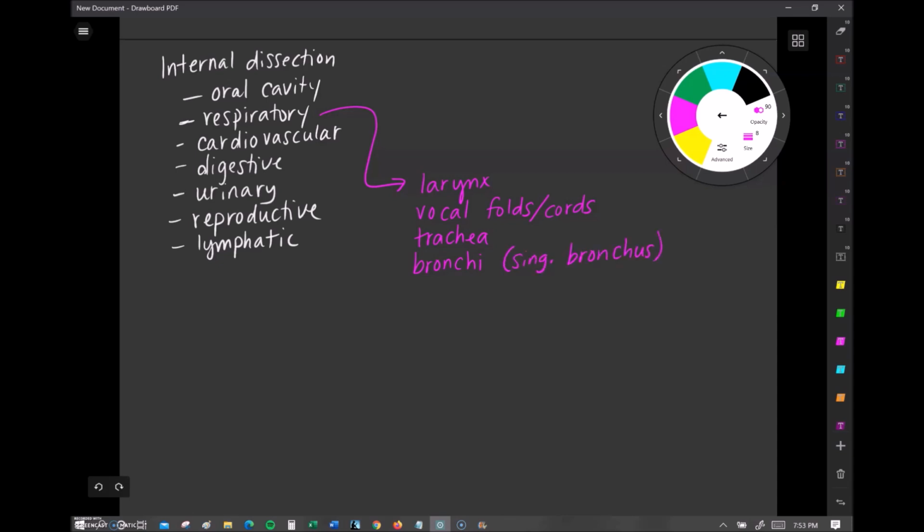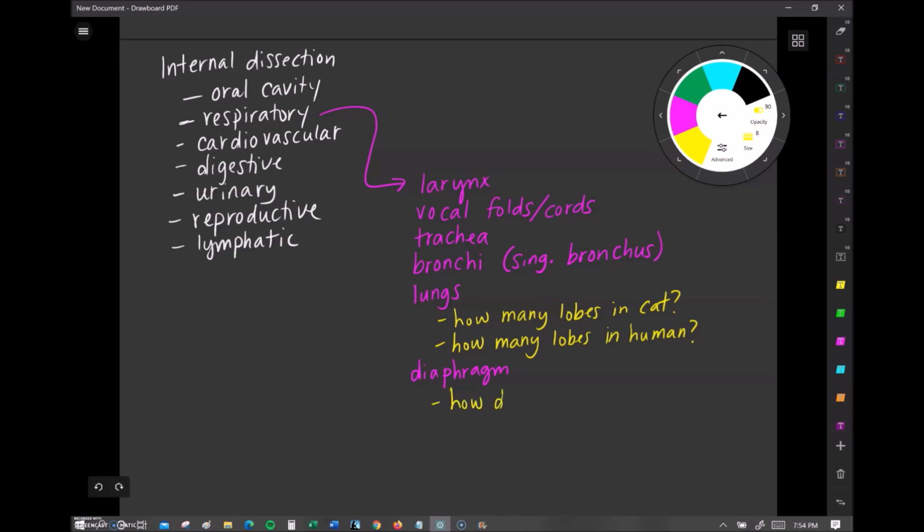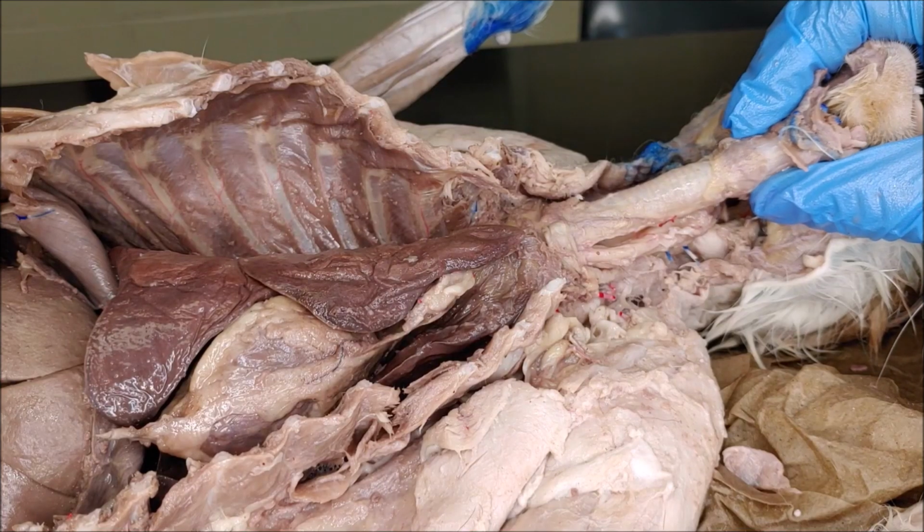Singular would be bronchus. Then we'll see the lungs, and you'll need to know how many lobes you will find in the lungs of a cat and how many lobes you will find in the lungs of humans, because those are different numbers. So we will go over that. We'll also identify the diaphragm, and then we'll talk about how the diaphragm moves when we inhale versus how the diaphragm moves when we exhale. So we will go over that as well.